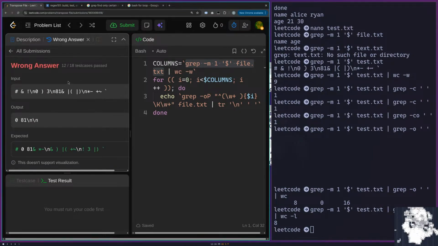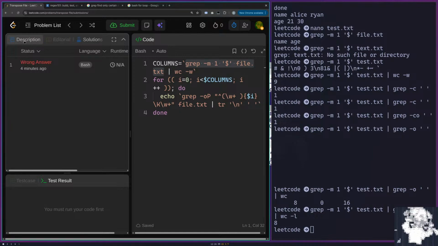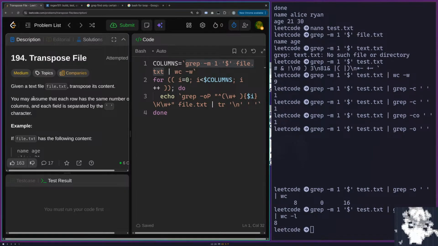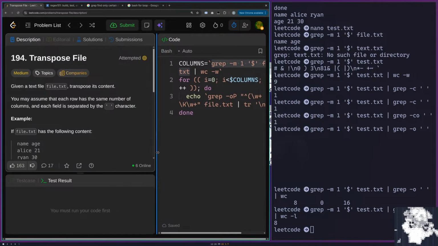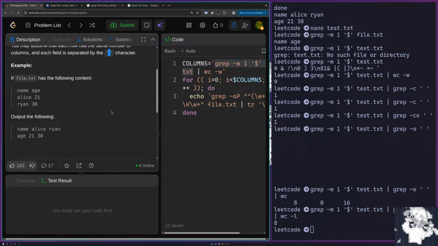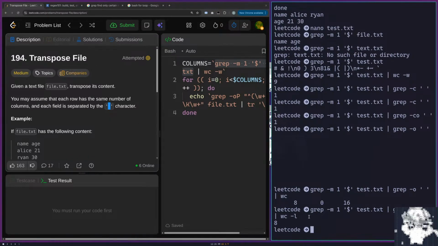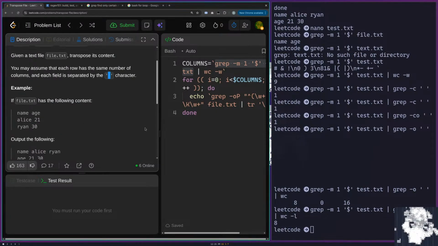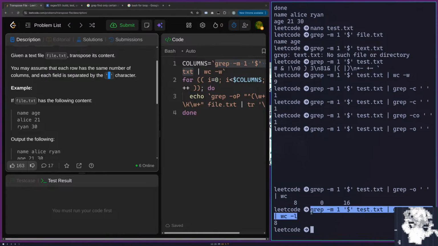What are you supposed to do with the trailing spaces? Each row has the same number of columns and each field is separated by the space character. So I guess it's an empty string as the field in that case. So this is the right way to get the count. Or, I mean, this tells you the number of spaces, which is 1 less than the count.